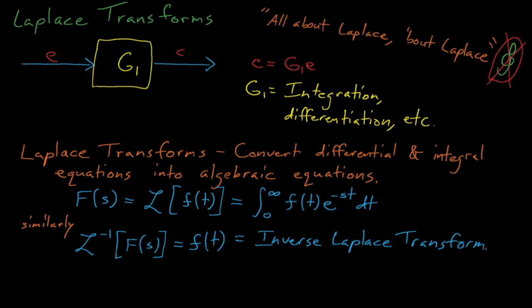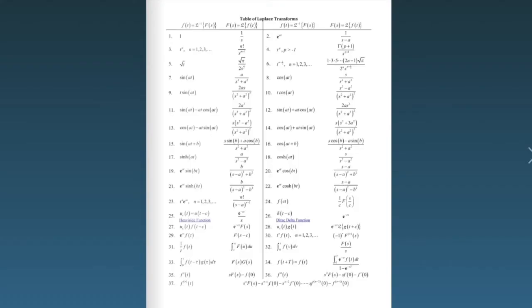In practice, just like identities for trigonometric or calculus terms, it is more efficient to use tables of known identities for Laplace transforms, for example, such as this cheat sheet here, so that we don't have to derive Laplace transforms from scratch every single time.